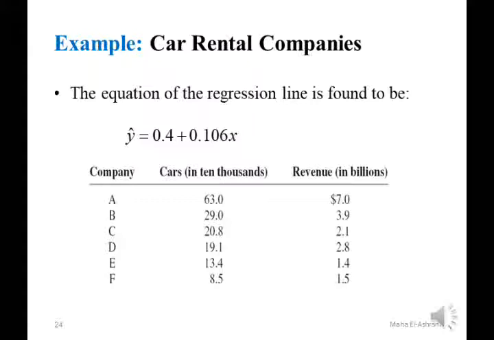So we said that the sales of the company depends on the number of cars rented. Okay, so you are given the data and now you are given the equation. And this is typically what you will be given. Okay, so Y hat is equal to 0.4 plus 0.126X. These were the data. Cars were measured in 10,000. So X is measured in 10,000. And the revenue of the company is measured in billions. The other one for the triple A was 100,000.